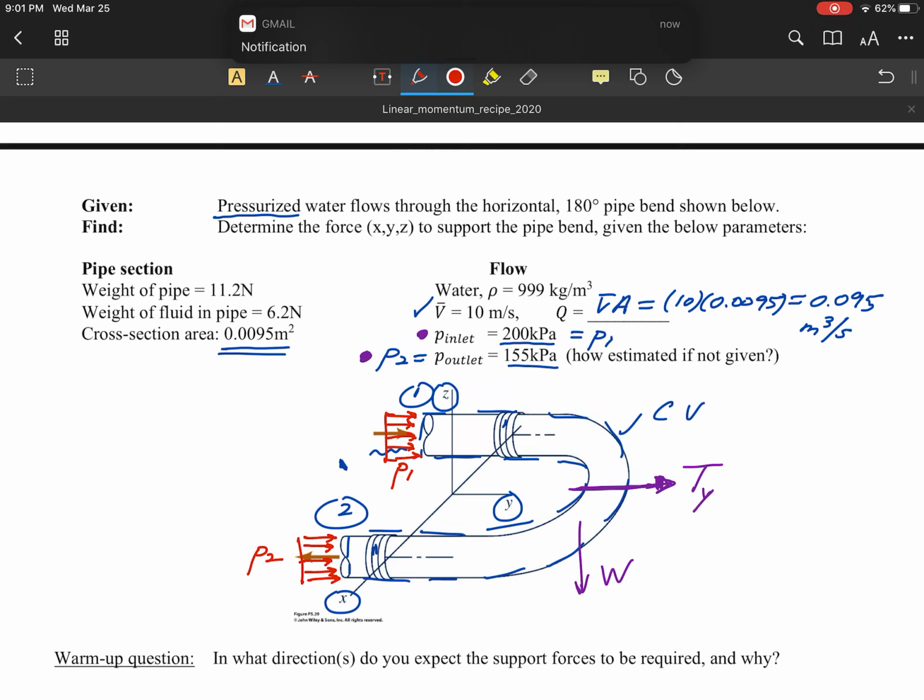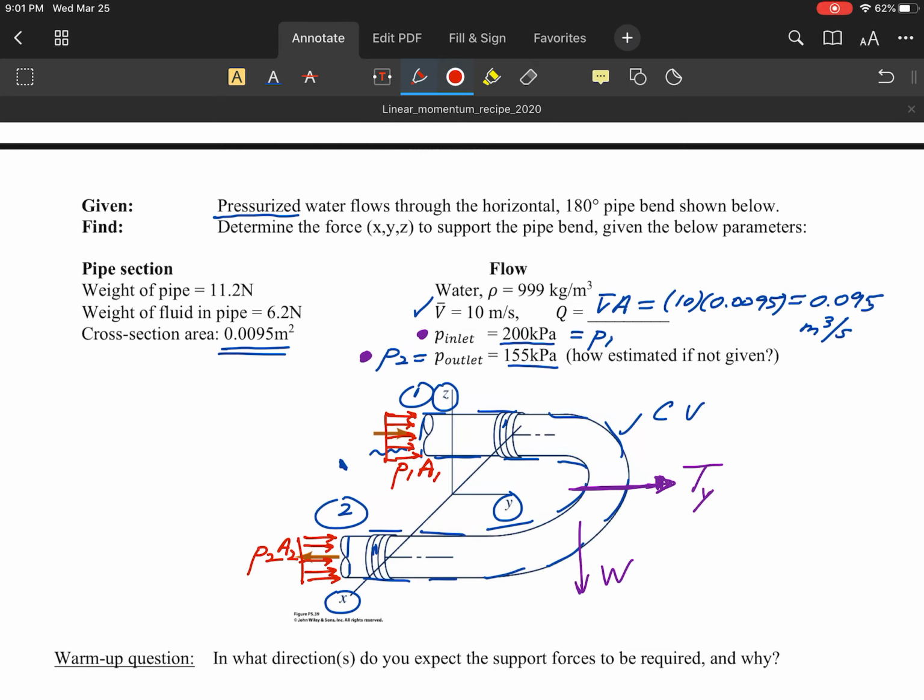So the forces there are going to be not P1 and P2, but P1A1, I'll just write that in, and P2A2, okay? Those are forces from the fluid outside of the control volume acting back in on the control volume. If 1 and 2 were free jets, you wouldn't have those forces there, okay? So keep that in mind.